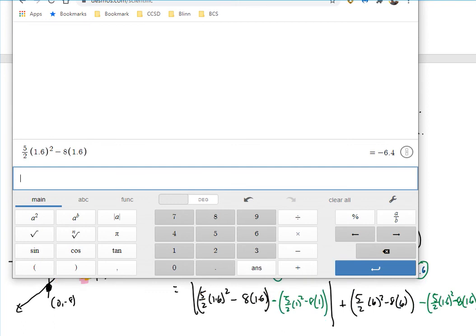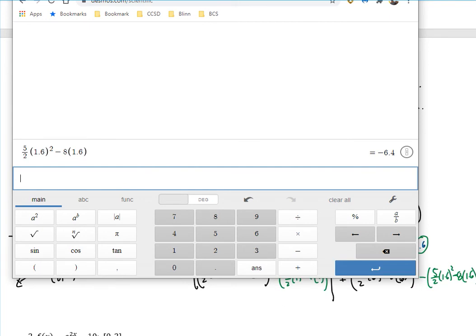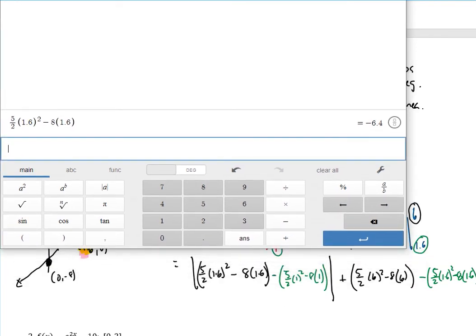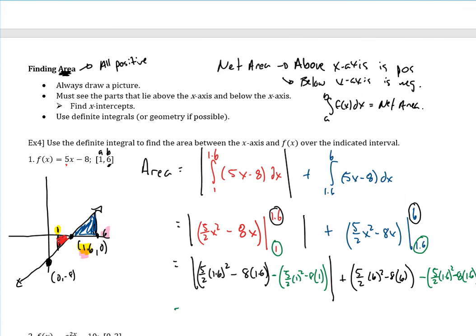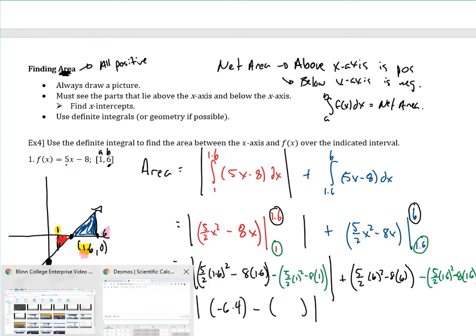Let me go ahead and give myself a little bit more room so we could write it. Okay, so let's write it and then we'll come back. So this is equal to, so absolute value, so that first one was negative 6.4. And then we have minus, and then we'll do the green one. Just setting it up with blanks for now. Okay, so here it is.